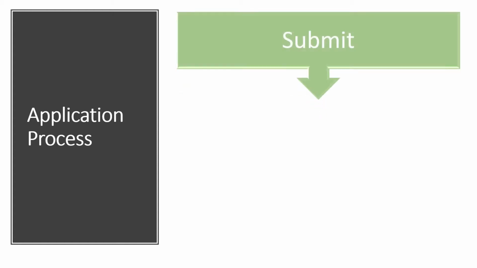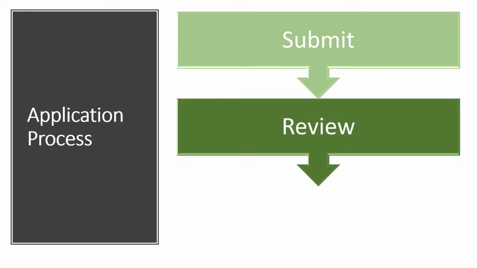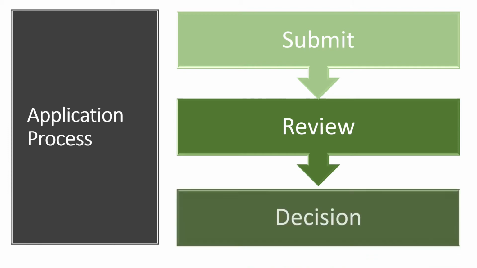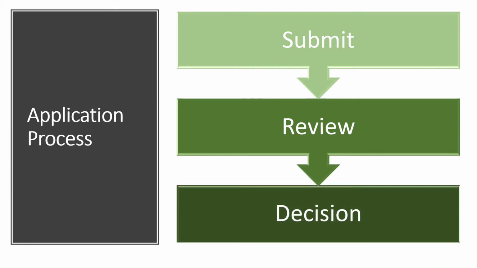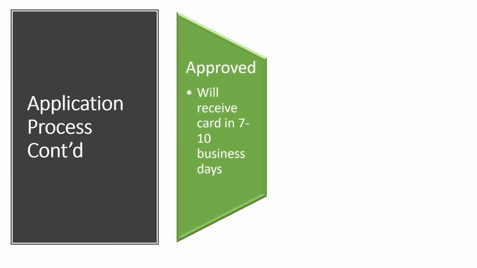So the process for all credit card applications is the same. First, you submit your application. This should take less than 3 minutes. Then the lender will review your application. This process is usually automated and can take 1 to 2 minutes. Then you will receive a decision, which is usually one of 3 things: approved, pending, or declined. If everything is satisfactory and you are approved, then you can expect to receive your credit card in 7 to 10 business days.